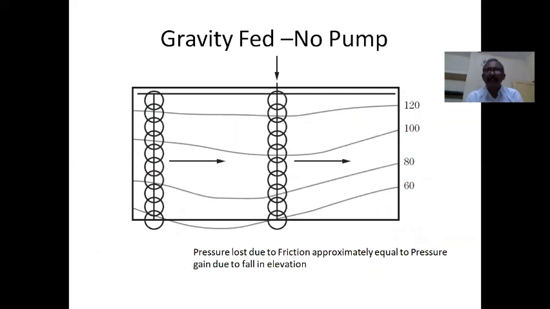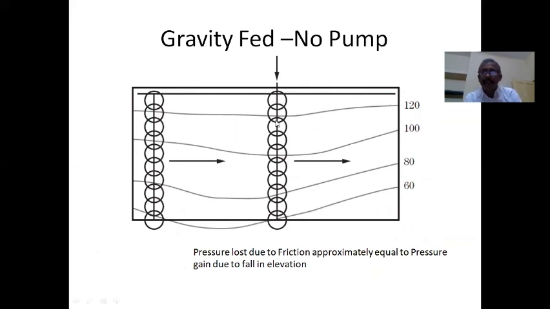See, this is another situation in which no pump is used, in cases of hilly areas. These kinds of layouts are done. See here, this is the main line, and you get water through gravity only. You don't get pressurized water.